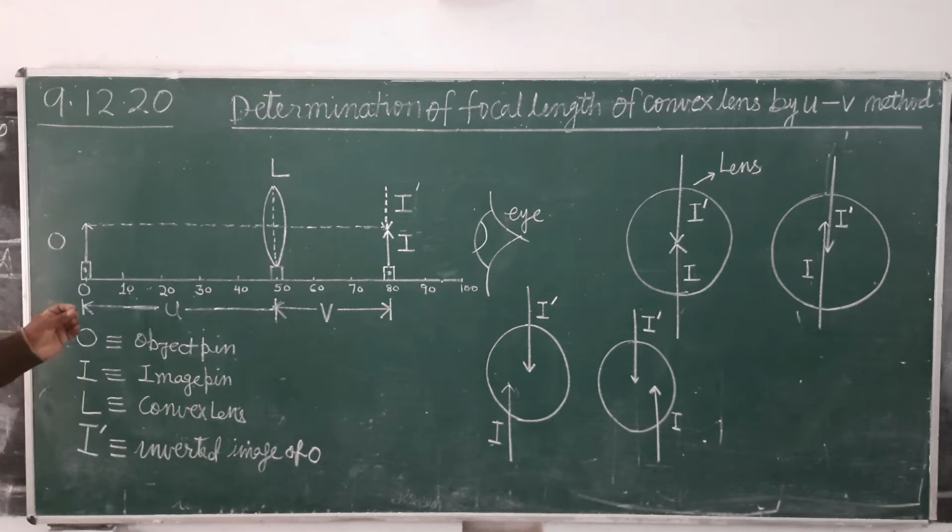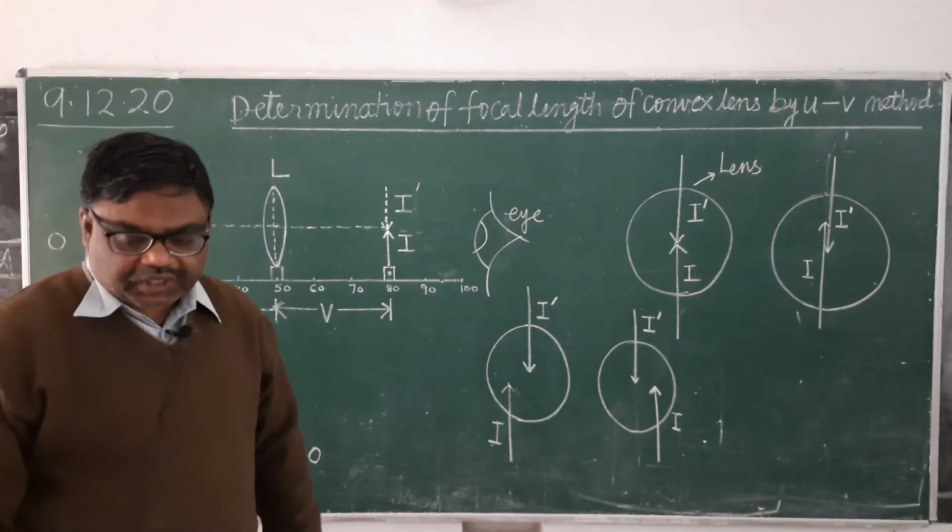These values are given in the question paper, or their range is given, that take the U from 30 centimeter to 60 centimeter. Means U की value 30 centimeter से 60 centimeter के बीच में लेनी है, या बोल दिया जाता है that take U equals to 50 centimeter, then 40 centimeter, then 30 centimeter, then 20 centimeter, like that. It's clear?